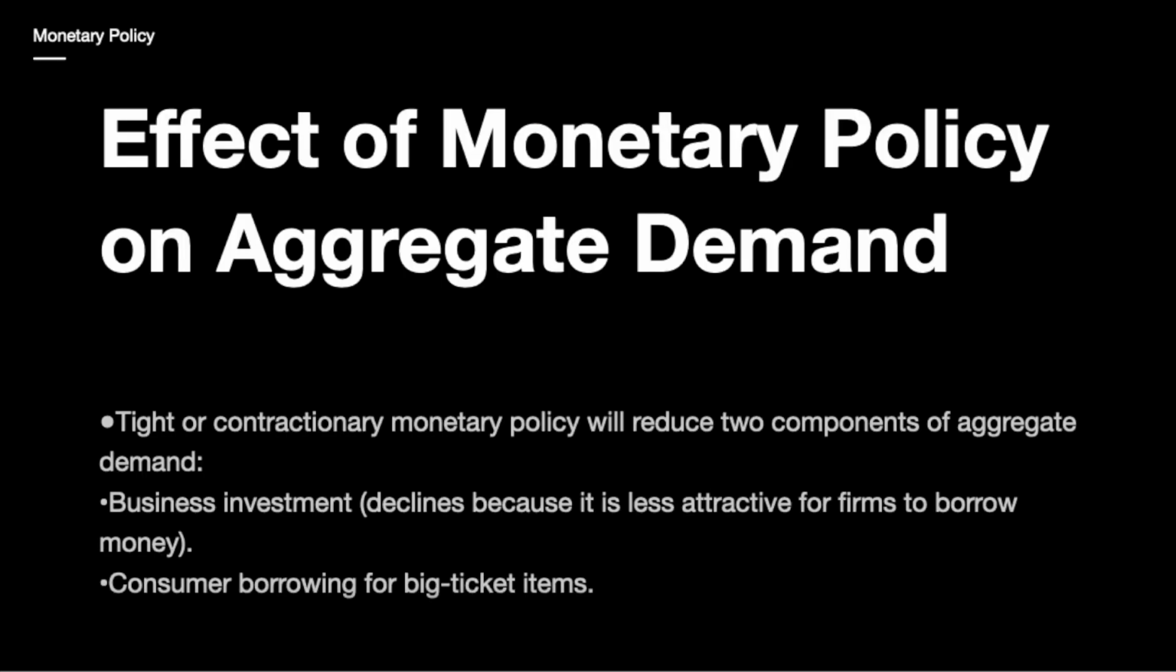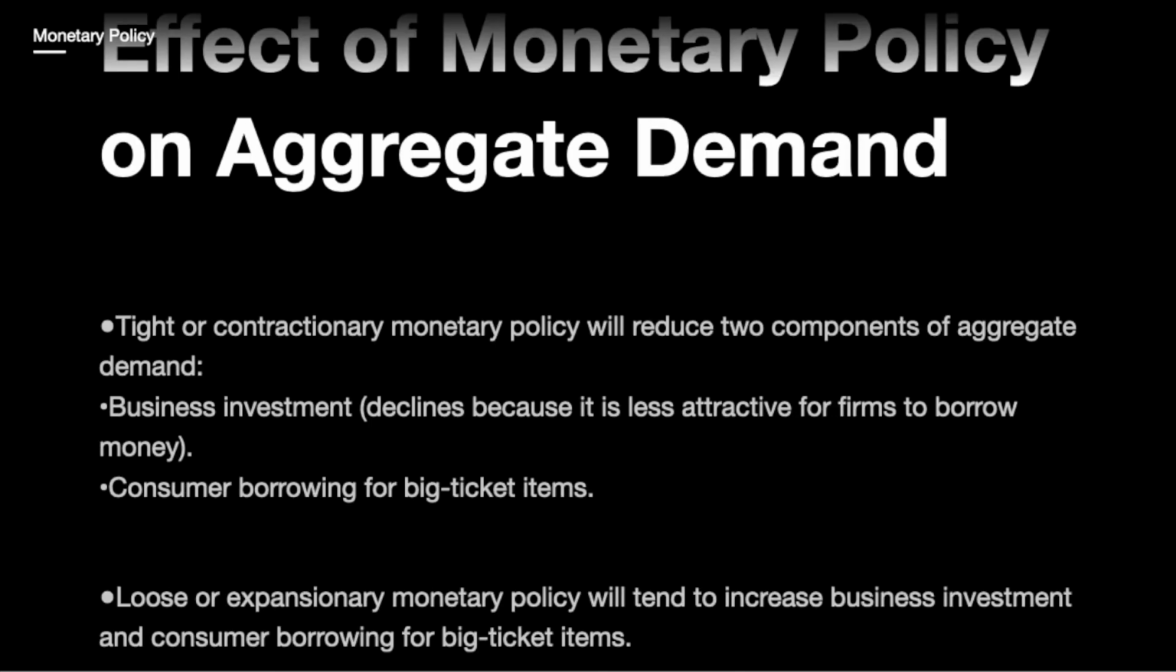The effect of monetary policy on aggregate demand. Monetary policy affects interest rates and the available quantity of loanable funds, which in turn affects several components of aggregate demand. Tight or contractionary monetary policy will reduce two components of aggregate demand. Business investment declines since it is less attractive for firms to borrow money, and so does consumer borrowing for big ticket items. Conversely, looser expansionary monetary policy will tend to increase business investment and consumer borrowing for big ticket items.